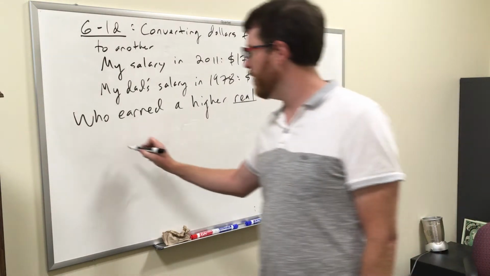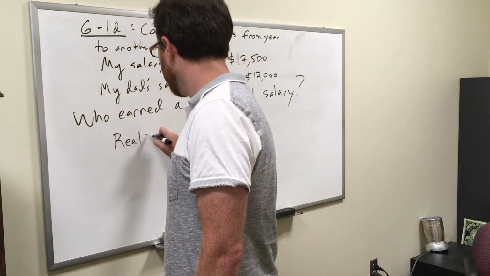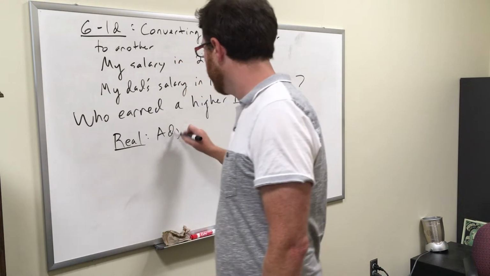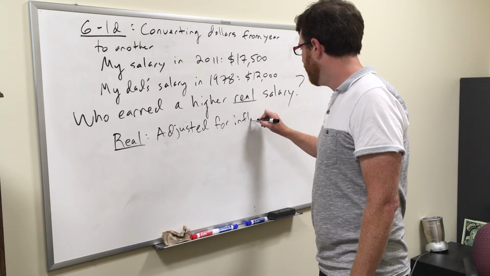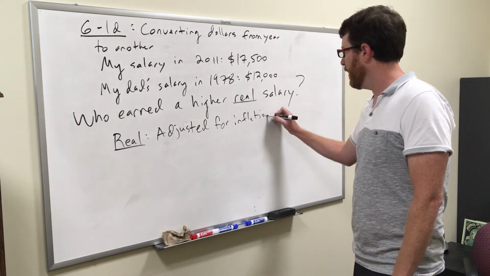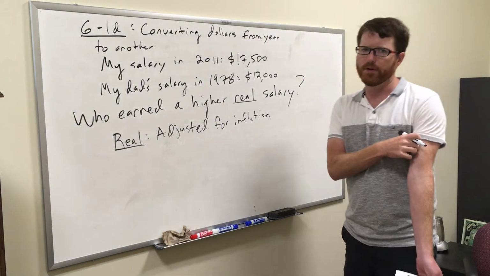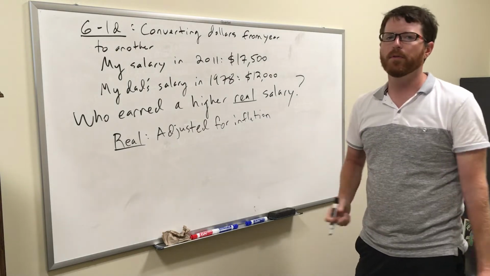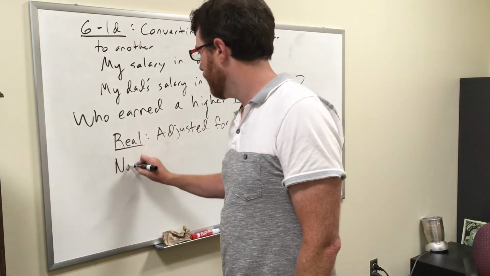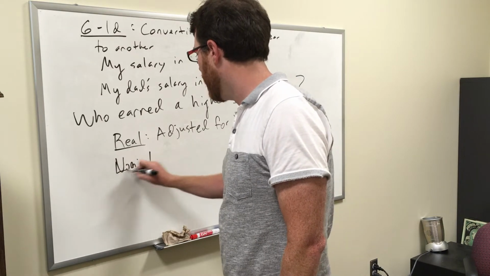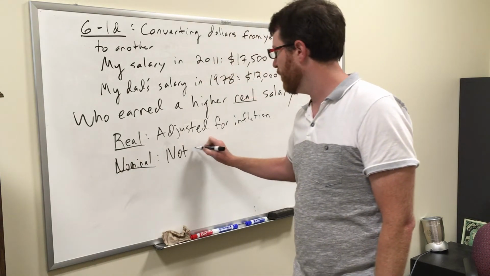This is a good time to bring up this term here, real. When something is real, that means adjusted for inflation. And that's something we'll talk about a lot in this class, values that are real. We'll talk about real GDP, for example, which is inflation-adjusted GDP. If it's not real, it's nominal. So nominal means not adjusted for inflation.